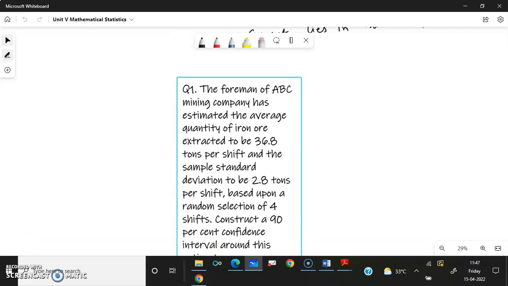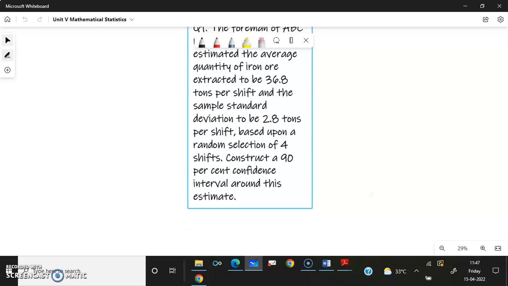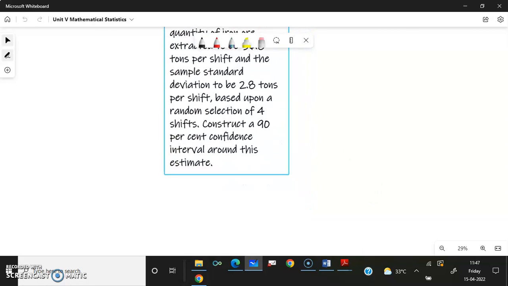The foreman of ABC mining company has estimated the average quantity of iron ore extracted to be 36.8 tons per shift and the sample standard deviation to be 2.8 tons per shift. Based upon a random selection of 4 shifts, set a 90% confidence interval around this estimate. So we'll solve this sum. Whatever is given, we'll try to write it down.